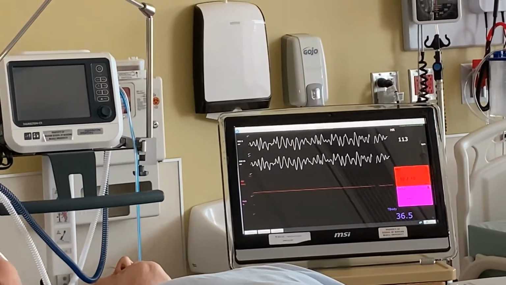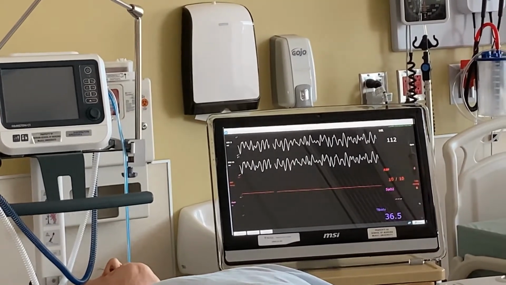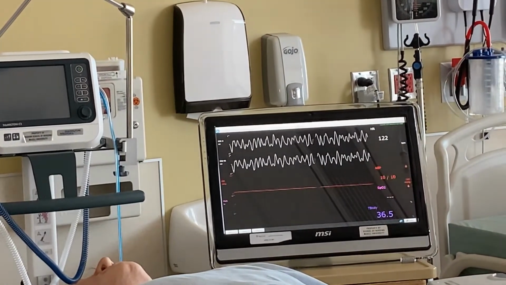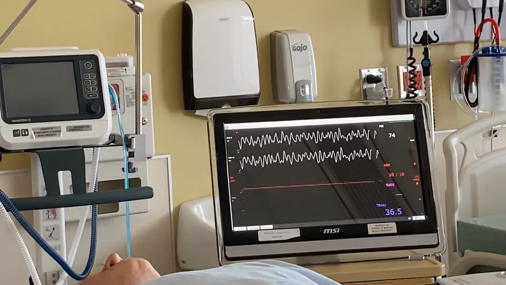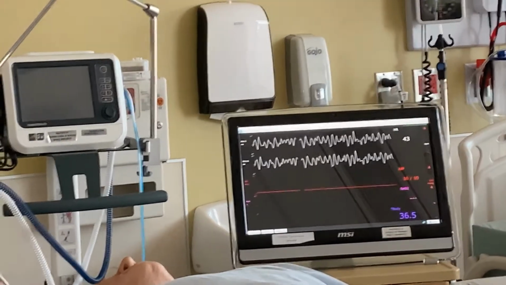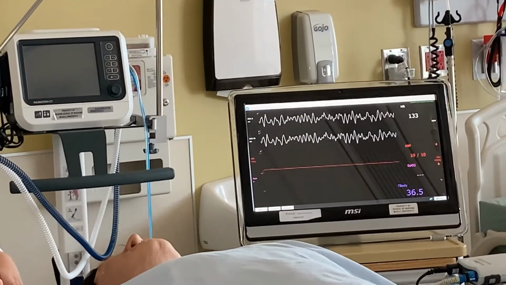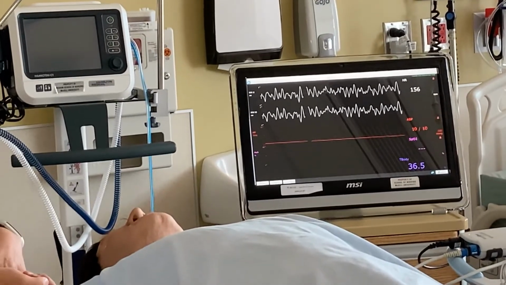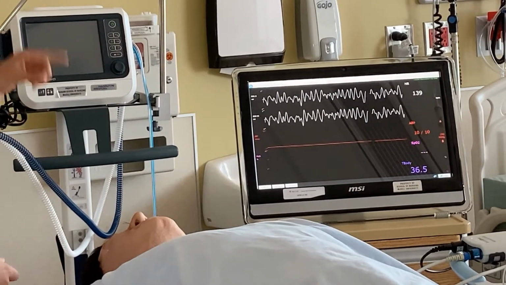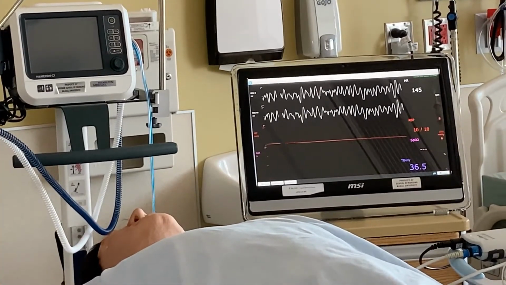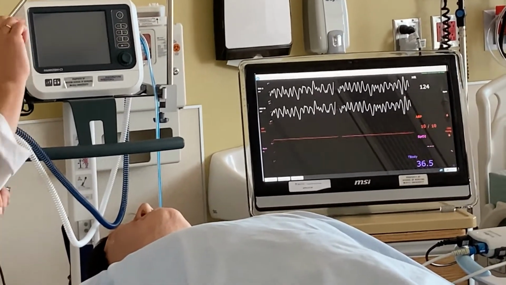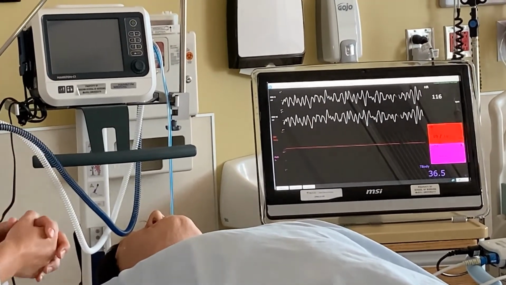So if I look at the monitor, I see that the rhythm is completely disorganized. I don't see any QRS complexes. There is no pattern to speak of. There are no T waves. So I know that my patient is in coarse ventricular fibrillation, and it's called coarse when my waves are fairly large. Fine ventricular fibrillation would look very, very thin, and we'll show you an example later.